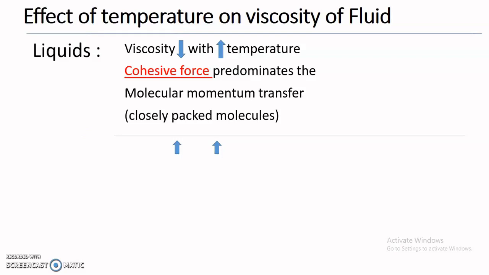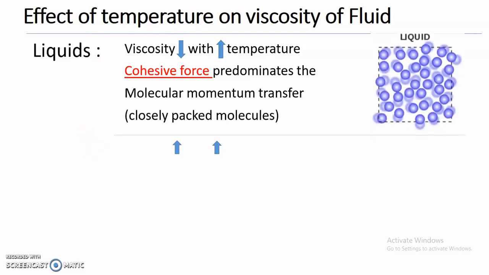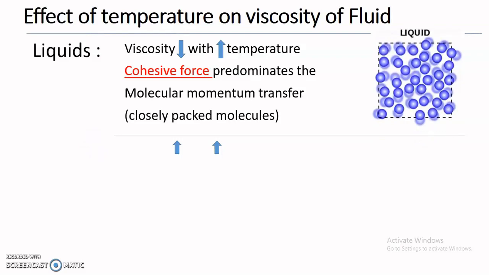So here, what happens in case of liquid? The cohesive force predominates over the molecular momentum transfer. See, I have given one figure on the right side for liquid showing molecules. So for a liquid we have closely packed molecules, as we can see from the figure, which means the cohesive force predominates over the molecular momentum transfer, or we can say that we have much restriction to the molecular momentum.